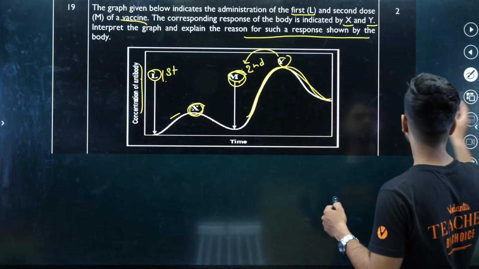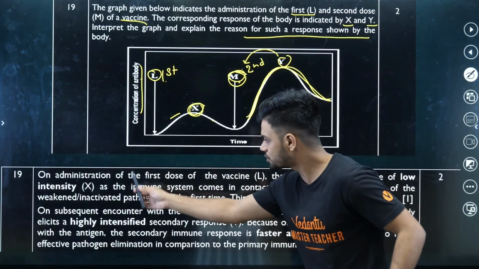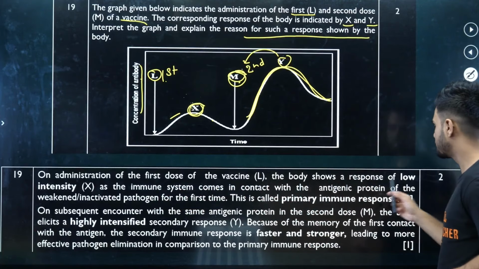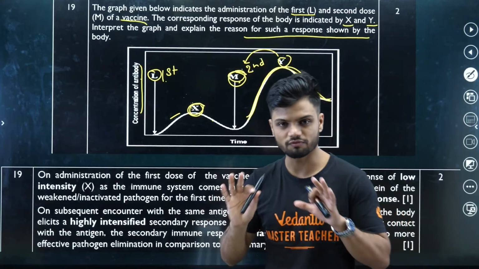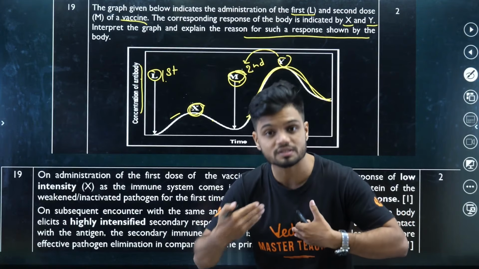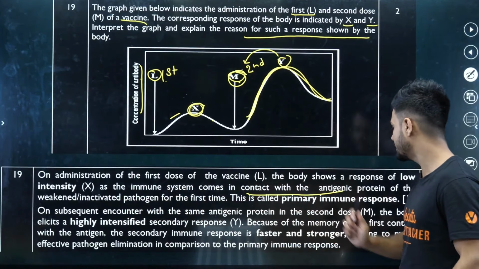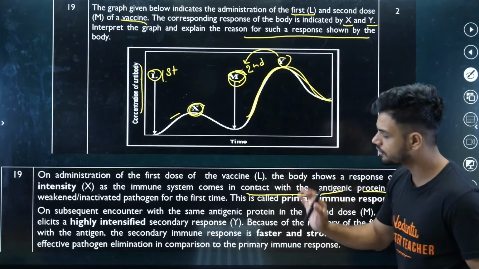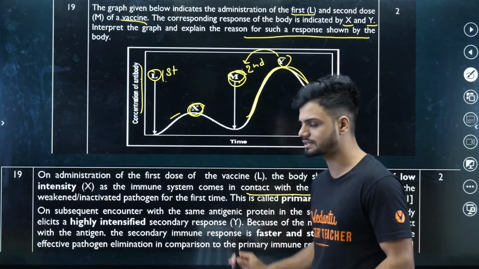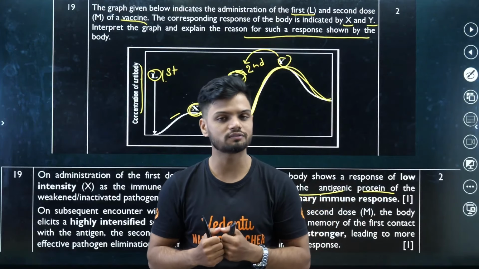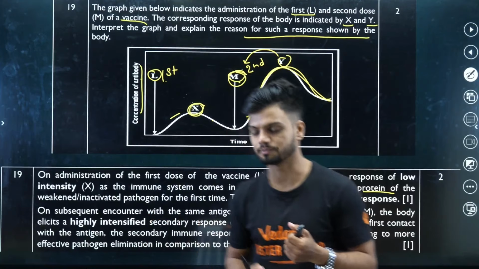Okay. Let's see the answer. On the administration of the first dosage of the vaccine, the body showed a response of low intensity, very low intensity response. That's why you felt more sick. As the immune system comes in contact with the antigenic protein of the weakened, inactive pathogen for the first time, it is interacting for the first time. The body is not able to fight properly with the vaccine, with the weakened structure.